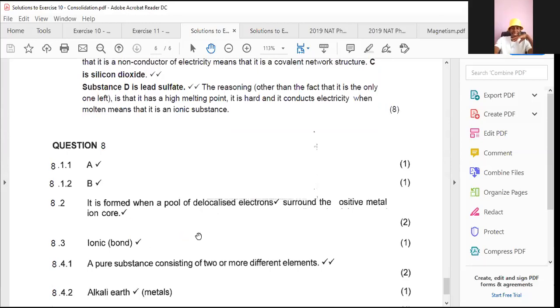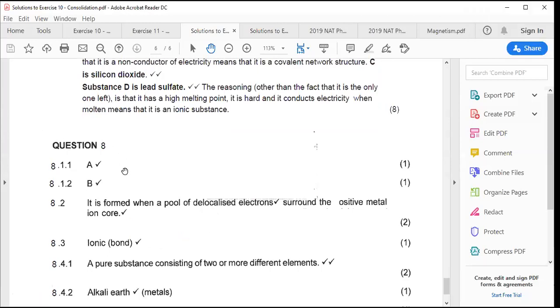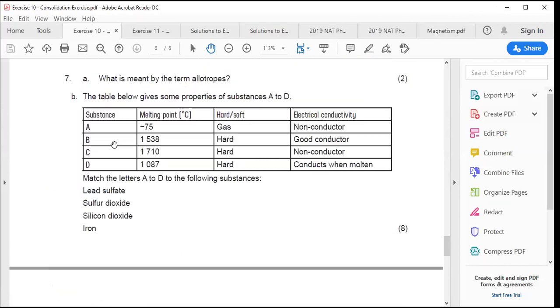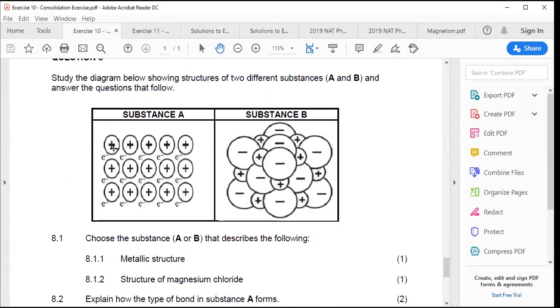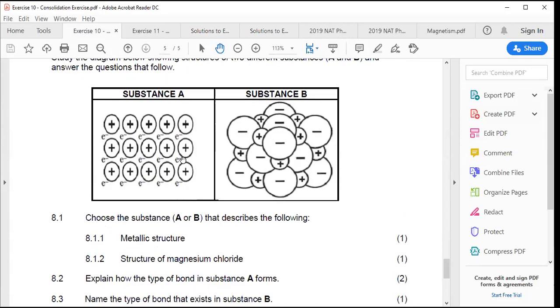Yes, Mania. Right. Okay, we move on to question number 8. We have studied the diagram below showing structures of 2 different substances. We've got A and B, and answer the questions that follow. So we've got your A, it has got electrons in between. Already you can see that this substance is a metal because it has delocalized electrons between the positive kernels. Then substance B, they are positive and negative alternating there. So it means this one is an ionic substance, right?